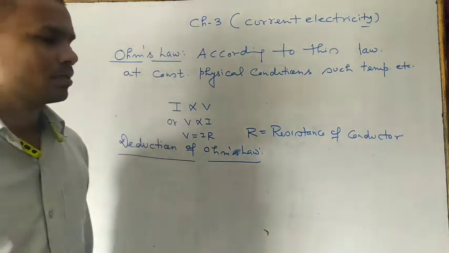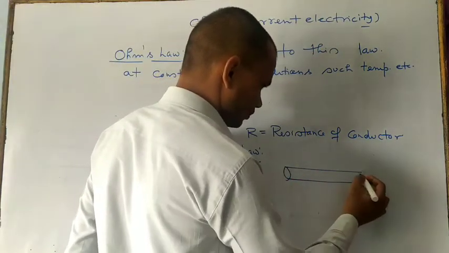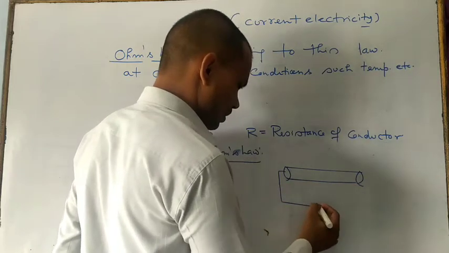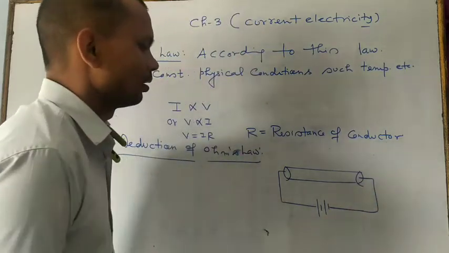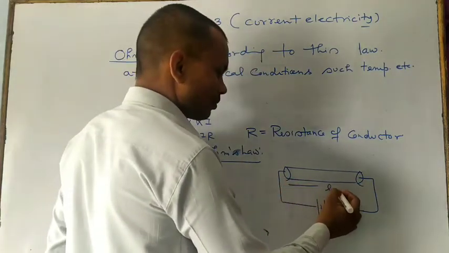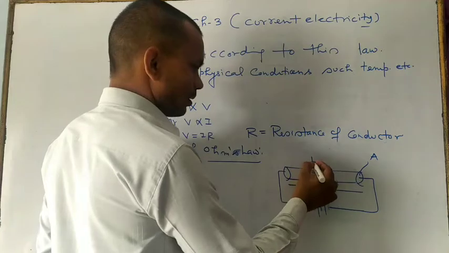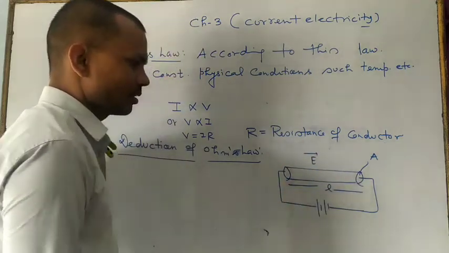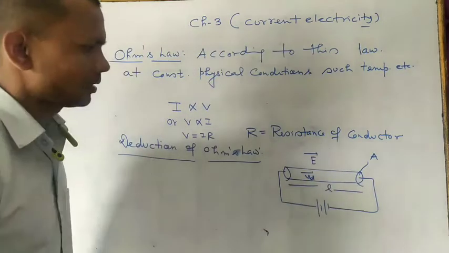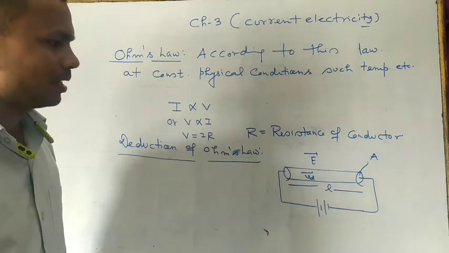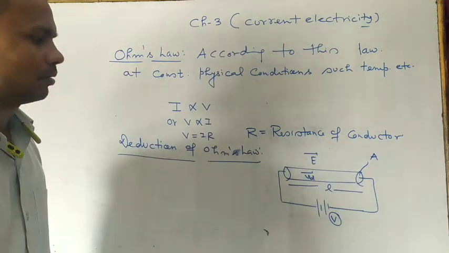For the derivation of Ohm's law, suppose this is a conductor, and suppose this conductor is connected to a source, say a battery. The length of this conductor we assume is L, and the cross-sectional area is A, and the electric field is directed from positive to negative. Electrons drift from negative to positive, and suppose the drift velocity acquired by the electrons is VD. Suppose the potential difference across the ends of the conductor is V.